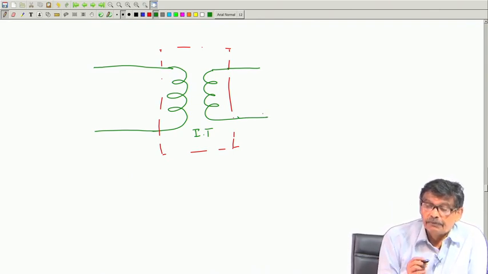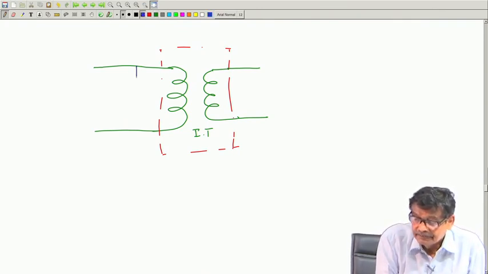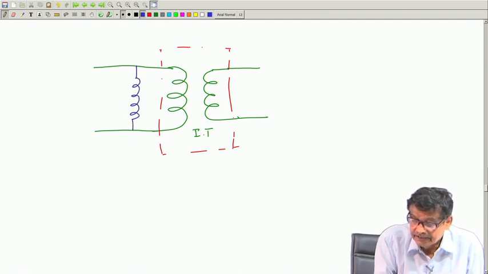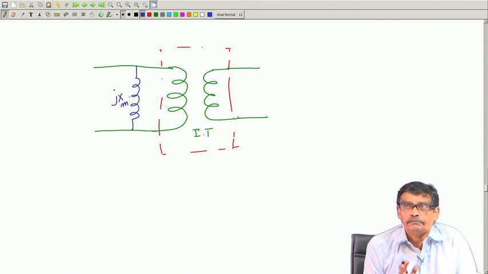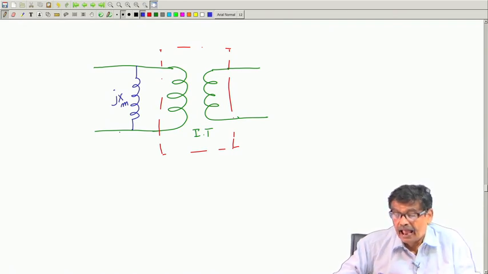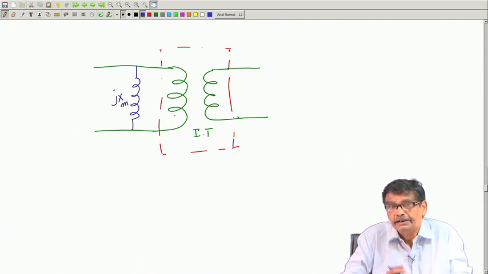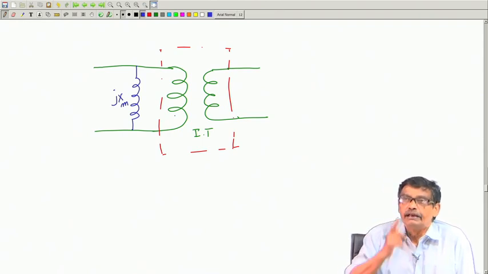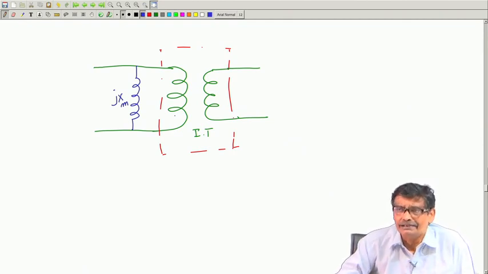This is an ideal transformer, and across it I will connect a reactance jXm, a fixed reactance. Mind you, this is not the primary coil. This is a reactance added to an ideal transformer, and I am saying it will correctly represent a practical transformer which has only finite magnetizing current. Still, it does not have any resistance, leakage flux, or core loss.